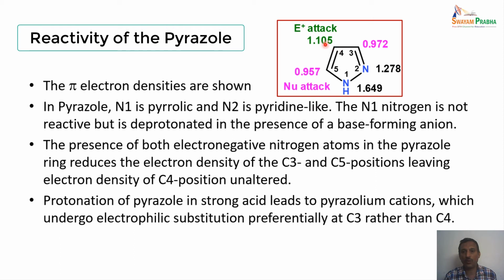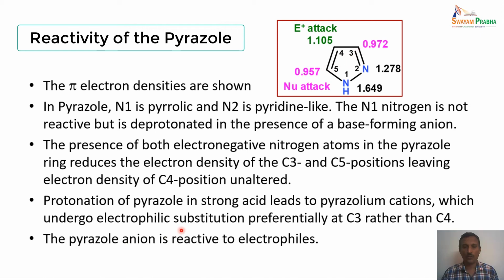This is a more electron-rich carbon, so this carbon can undergo electrophilic attack. These two carbons, C3 and C5, are electron deficient, so a nucleophile can attack these two carbons. The pyrazole anion is reactive towards electrophiles. So this is how the nitrogen and the carbons undergo reactions in pyrazole.